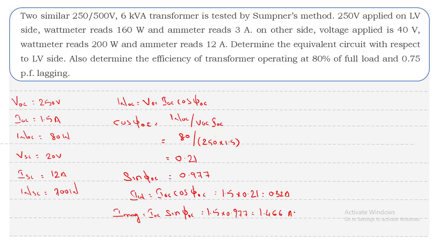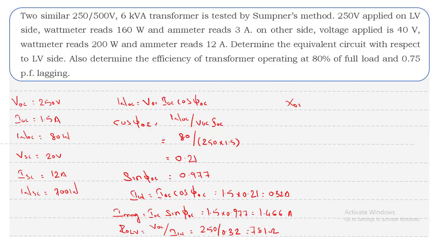Now get the value of R0 and X0. Remember, these values are with respect to LV side. Hence, let me write this as R0 on LV side is equal to VOC divided by IW, that is equal to 250 divided by 0.32, that is equal to 781 ohms.